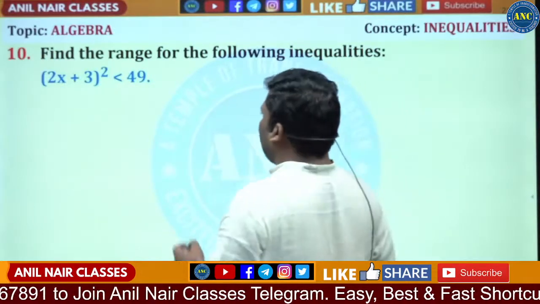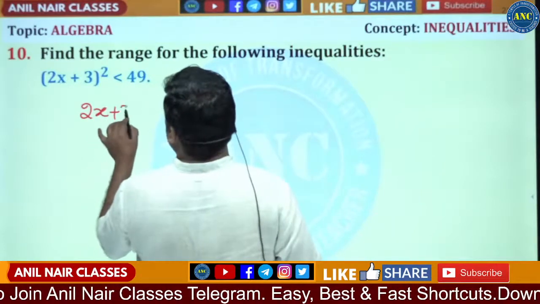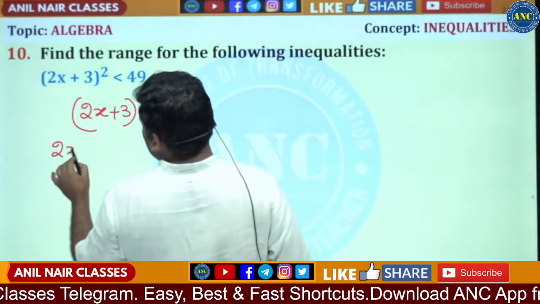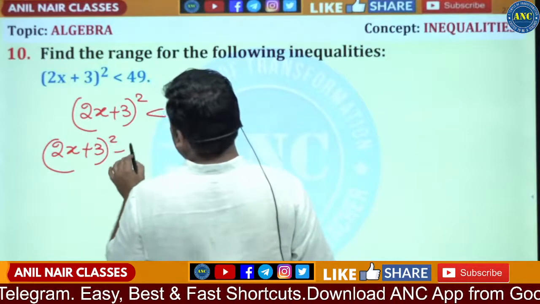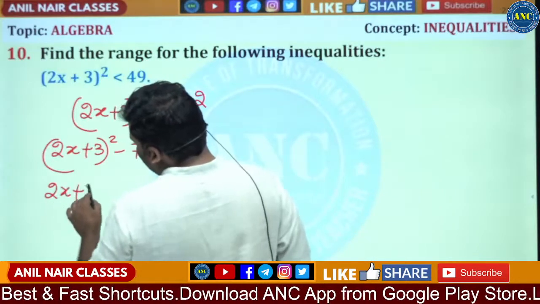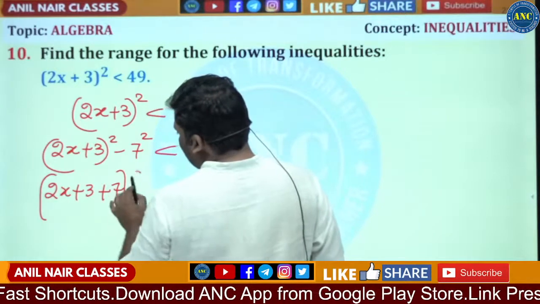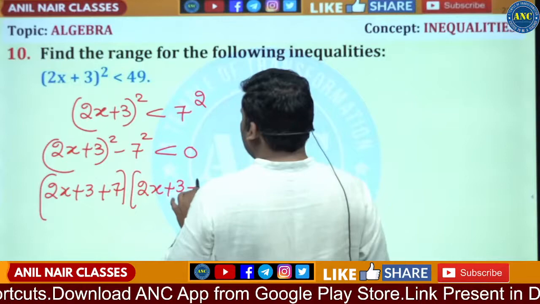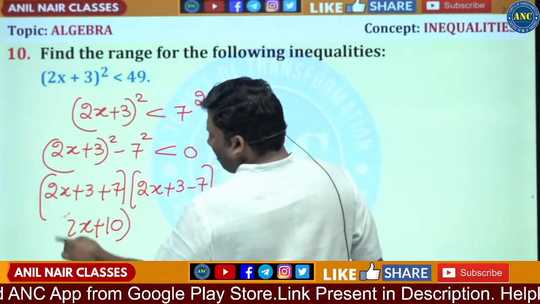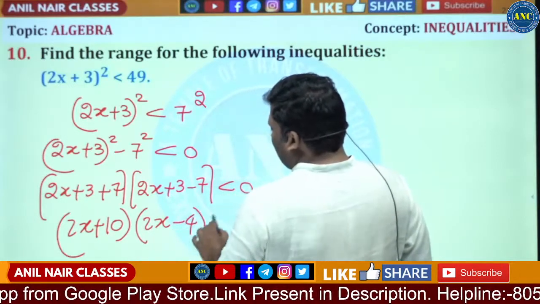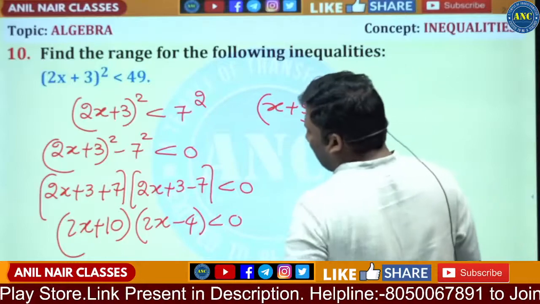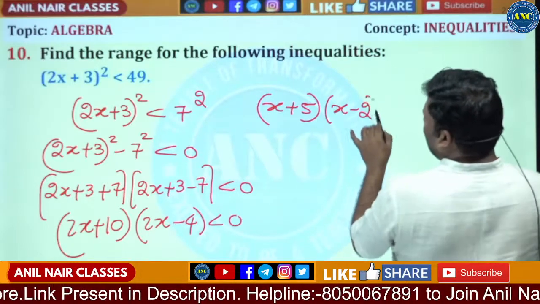Find the range for the following inequality: (2x + 3)² < 49, it is 7². So (2x + 3)² − 7² < 0. a² − b² is (a + b)(a − b), which is less than 0. This is (2x + 10)(2x − 4) < 0. 2 common, it is (x + 5); 2 common, it is (x − 2). It is less than 0.